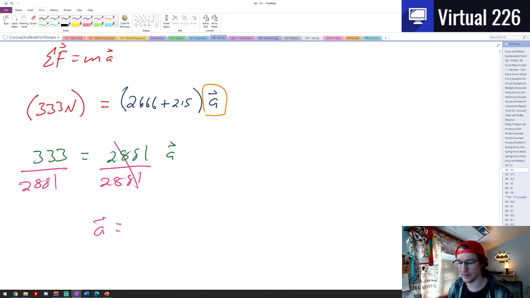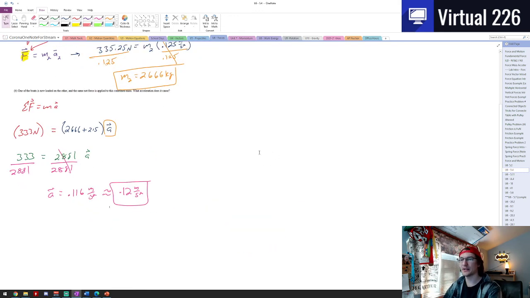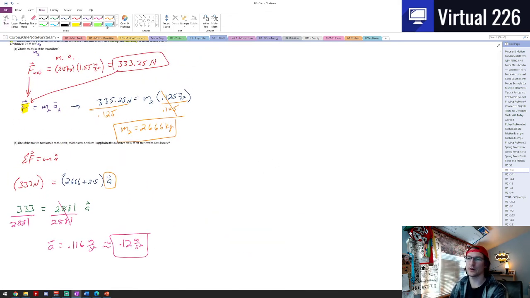And we'll find that the acceleration here is 0.116 meters per second squared. Maybe you just say it's 0.12 if you're rounding. Okay, and that makes sense because it has to be a number less than before. It couldn't be anything more than the 0.125 because we made this boat even more massive. So it's this motor, whatever's driving it at the 333 newtons, it's not going to be able to accelerate as much. We get something a little bit less than before for that.